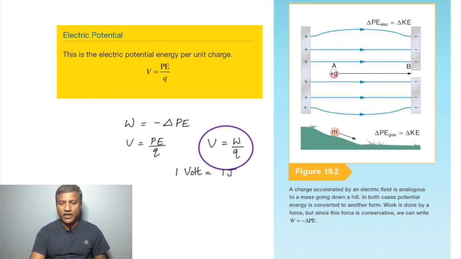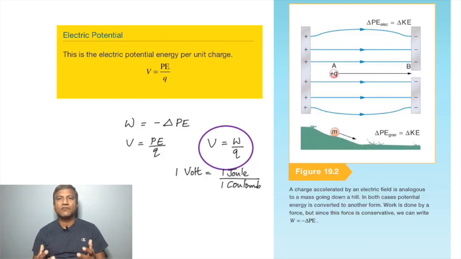And so we can define electrical potential or electric voltage as the ratio of potential energy to the charge. This gives us the formula: voltage is equal to work by charge. And in putting the units, we see that the unit of work is joule, the unit of charge is a coulomb, and therefore the unit of voltage becomes joule per coulomb, which is also called a volt.